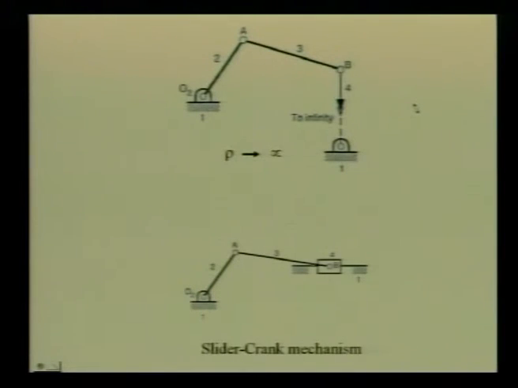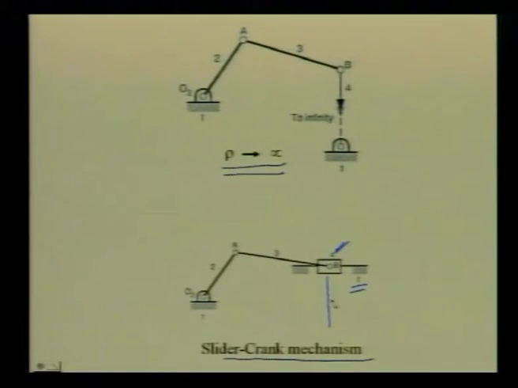Now, in the previous figure, if the radius of curvature rho is allowed to increase indefinitely and becomes infinite, then that rotary motion of the link 4 is converted into translatory motion of link 4. So, as rho goes to infinity, this revolute pair which goes to infinity boils down to a prismatic pair between link 1 and link 4. So, again we get a slider crank mechanism if the radius of curvature of the curved slider tends to infinity.